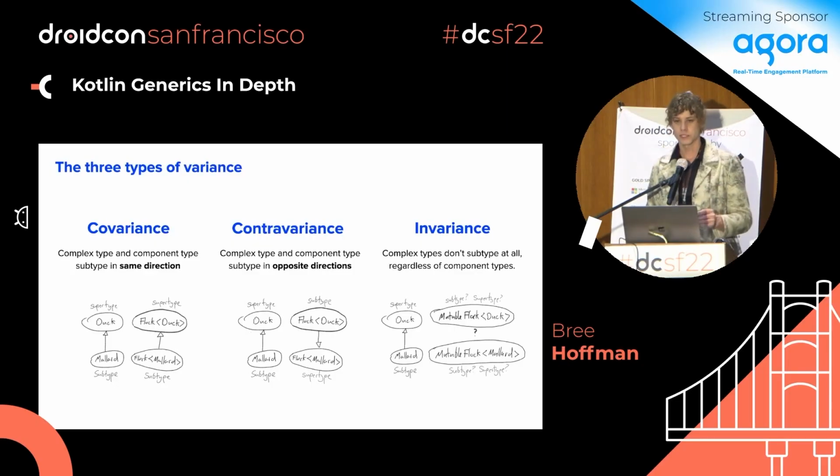If the complex type and the component type subtype in opposite directions, we would refer to that as a contravariant relationship. And then lastly, if there's no subtype-supertype relationship at all between the complex types, that would be invariant.